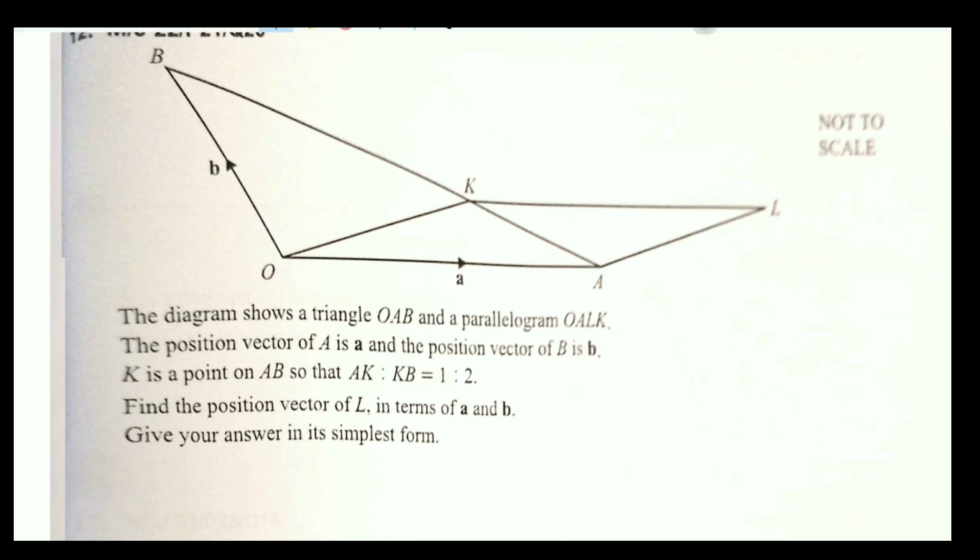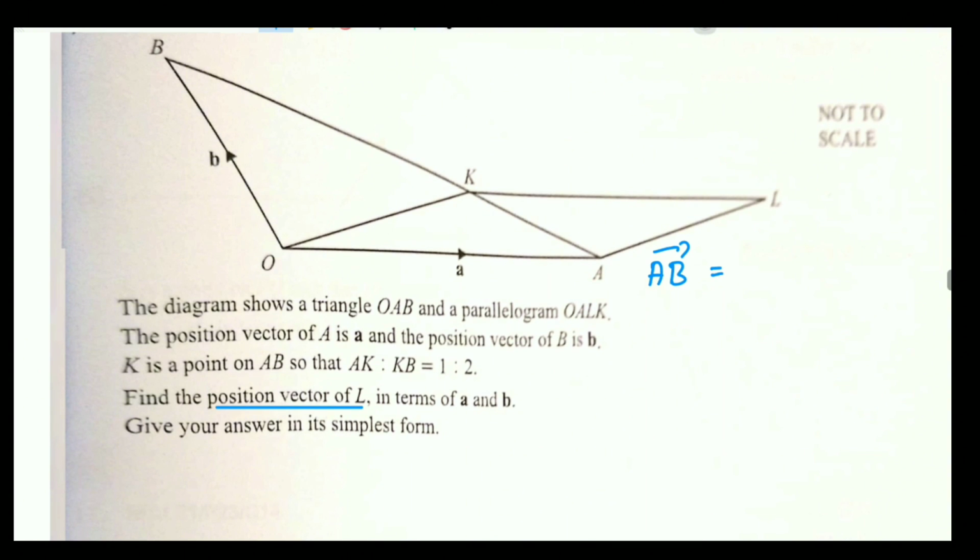The diagram shows the triangle OAB and parallelogram OALK. The position vector of A is a and the position vector of B is b. K is a point on AB, so that AK to KB is 1 to 2. Find the position vector of L, meaning you have to find OL, in terms of a and b, and give your answer in its simplest form. First of all, we have to find AB. What is AB actually? AB is b minus a.